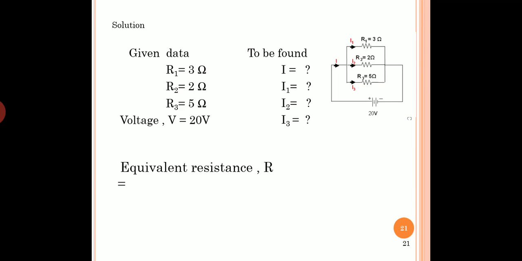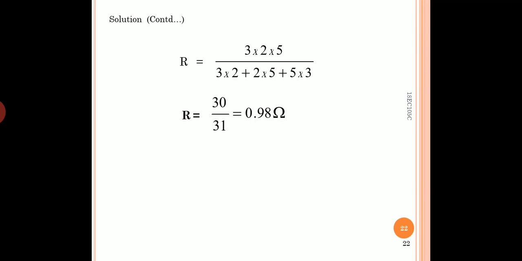And then the equivalent resistance is equal to how much? It is R. So you substitute this into this equation, and you will get R equivalent equal to 3 into 2 into 5 by R1 R2 plus R2 R3 plus R3 R1. So we will be getting a value of R equal to 30 by 31, that is 0.98 ohms.